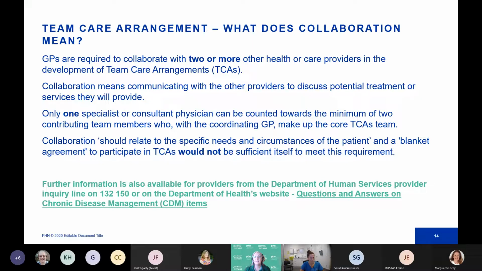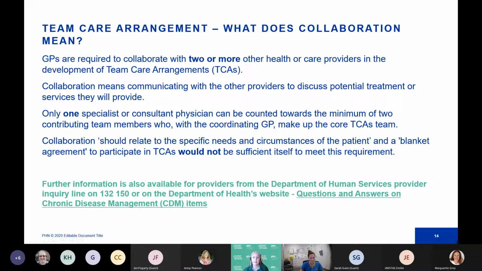Only one specialist or consultant physician can be counted towards the minimum of the 2 contributing team members who, with the coordinating GP, will make up the core team care arrangement team.